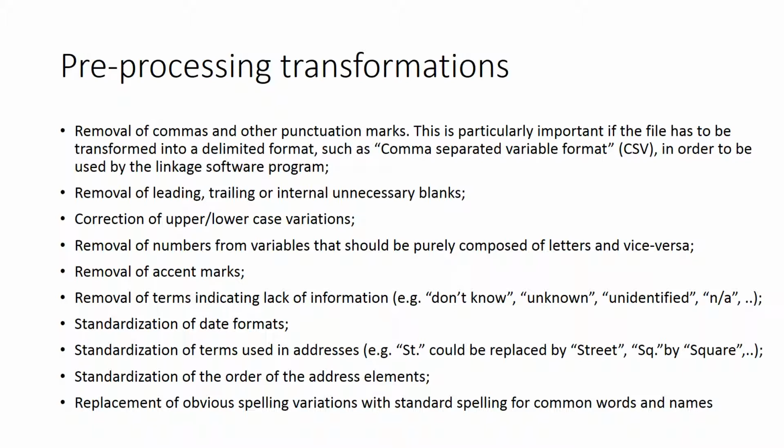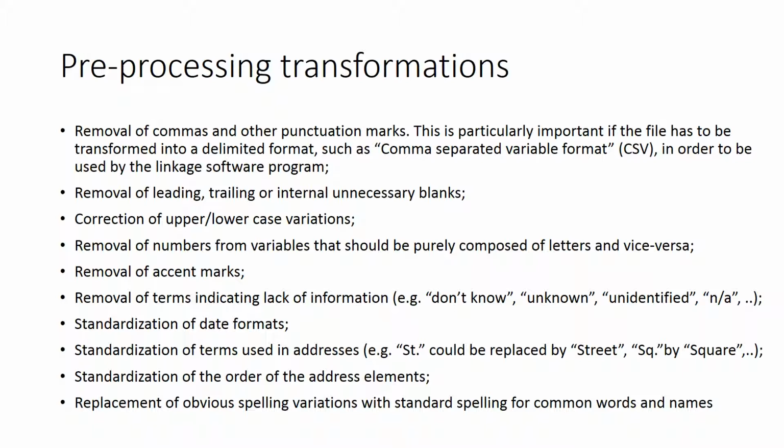Firstly, you often find that different punctuation might be present in various data tables. So the removal of commas or other punctuation marks might improve linkage. This is particularly important if the file has to be transformed into a delimited format, such as a comma-separated variable format or CSV file. What is also often seen is that there are hidden, unseen, leading or trailing spaces or unnecessary blanks, which can be removed because they will limit your ability to link records.